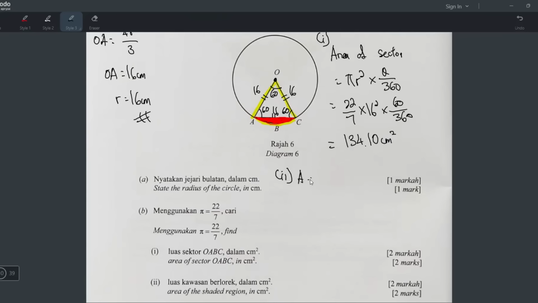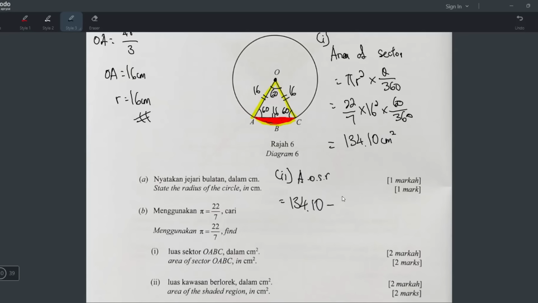Okay. So I'll write here area of shaded region. First, you take area of sector, which I already find 134.10, but you have to minus with the area of this triangle. Yeah, the equilateral triangle. Because sector, when you minus triangle, then you get this region down here. Okay, how to find area of triangle?